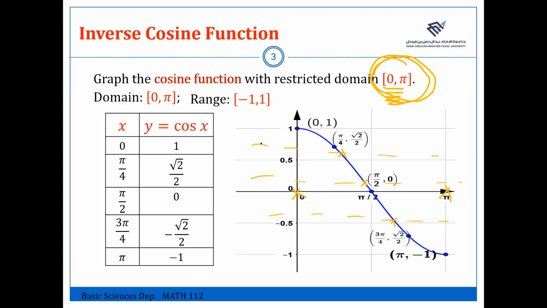Okay, so it's a function defined from 0 to pi with range minus 1 to 1. And these are some points. Cosine 0 is 1, cosine pi over 4 is square root of 2 over 2, and so on. And then since it's 1 to 1, it has an inverse, so we can define the inverse. How can we define the inverse?